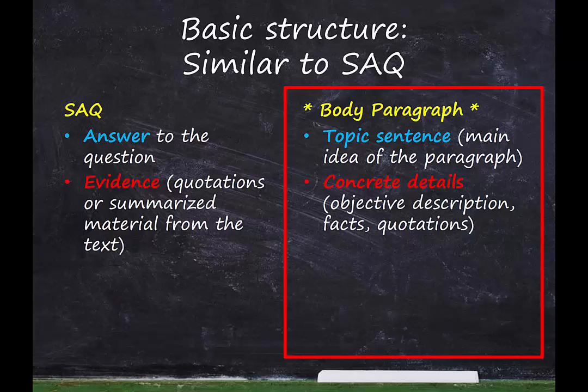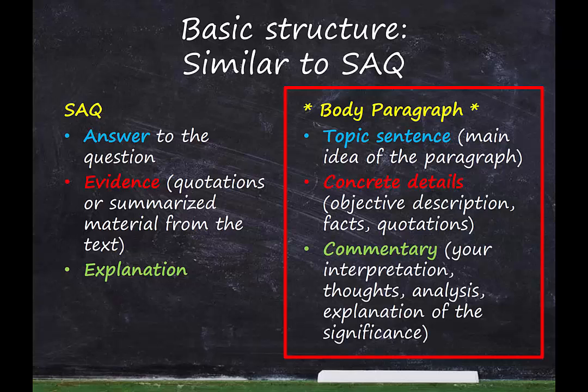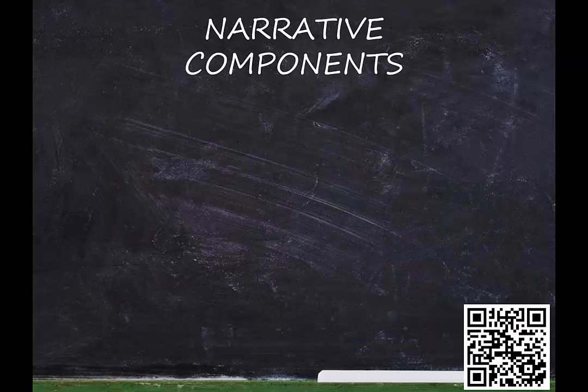Last, in an SAQ, you need explanation, which is where you make inferences and provide your interpretation of the evidence and how it supports your answer. Similarly, a body paragraph needs commentary, your interpretation of the concrete details, an explanation of their significance. This is very abstract right now, but in the demonstration videos, we'll look at topic sentences, concrete details, and commentary in actual body paragraphs. Now let's look at the different modes, each of which has some extra things you should try to include. Let's look at the narrative mode first.